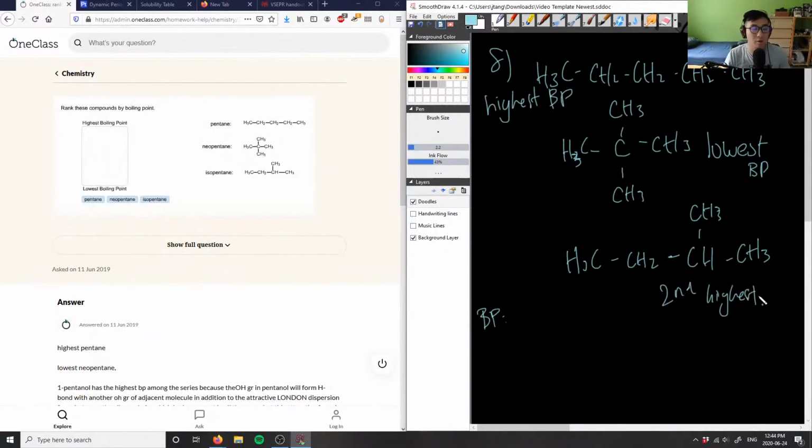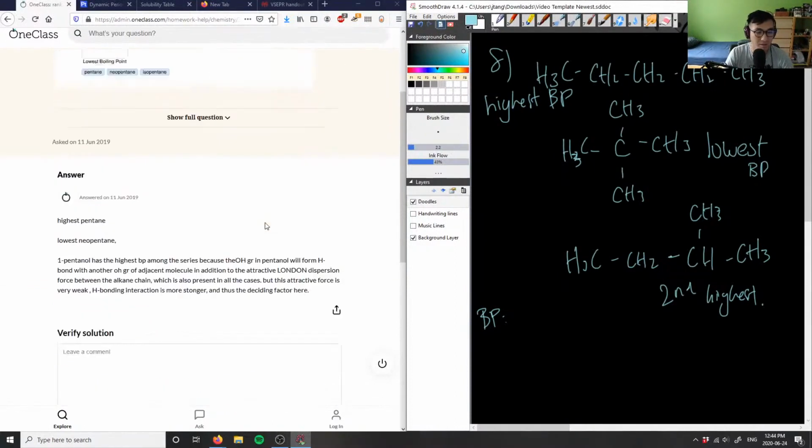Again, straight chain is harder to break. This is kind of like a straight chain with only one side group, but neopentane is getting packed close together, so we'll have the lowest boiling point. So this would be highest, and then second highest, and then middle. So they just simply swapped these two to get the correct answer here.